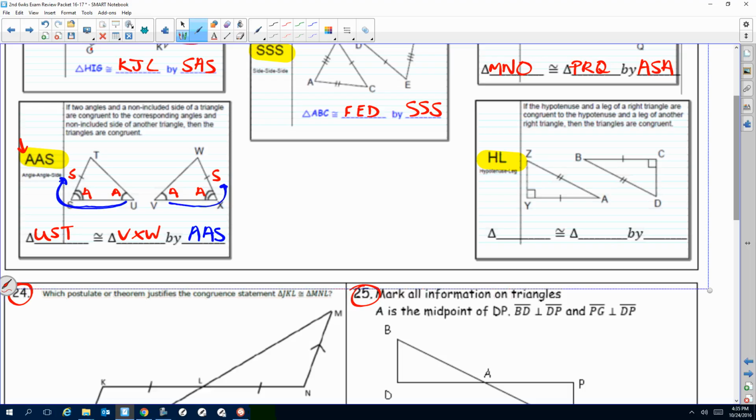And HL, you need to memorize that you can only use HL with right triangles. Only use it with right triangles. So H represents the hypotenuse. That's the side opposite the right angle.